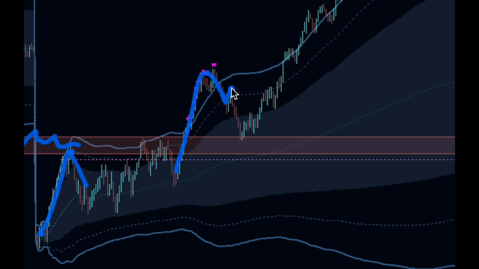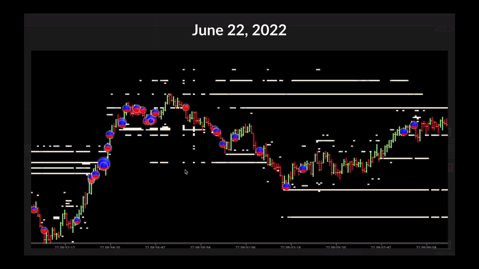And the question is, when do I get in? Do I get in here? Do I get in here? Do I get in here if it comes all the way down here? Obviously, in hindsight, this was the better move. But is there anything in order flow that clues me in that that's the best location? So taking a look at my Auction Vista chart, absolutely.